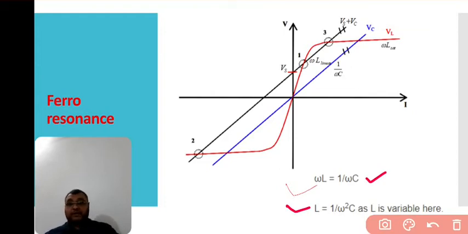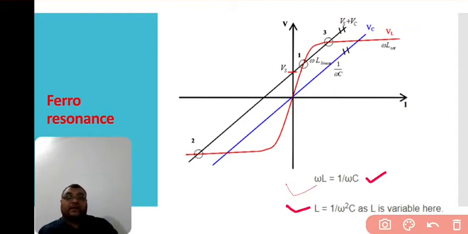Also, for the transformer inductance L, resonance will take place. The resonance is called ferroresonance because it happens due to the variable inductance L. Due to that ferroresonance, the current flowing through the circuit will be very high, and this high current will cause higher voltages.